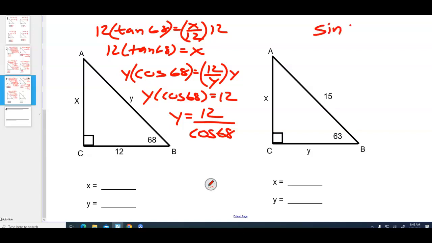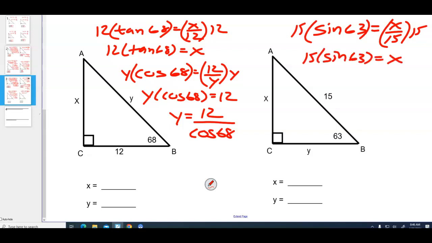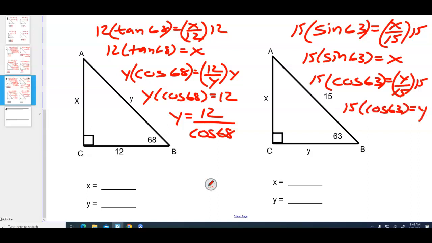The sine of 63 equals x over 15. We're multiplying 15 on both sides. 15 times the sine of 63 equals x. For my y, I'm using cosine. Cosine of 63 equals y over 15. We're multiplying both sides by 15. 15 times the cosine of 63 equals y.